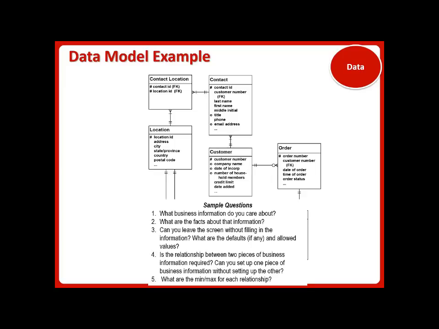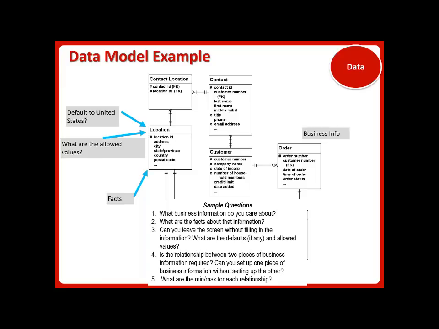So here are the 5 questions that I like to ask and the way that I like to ask them. First, our entities. Well, what is the business information that you are most interested in? And I give some examples, like a customer, like an order. Then what are the facts about that information that we need to capture? These are the attributes. And then at some point, we get into defaults.